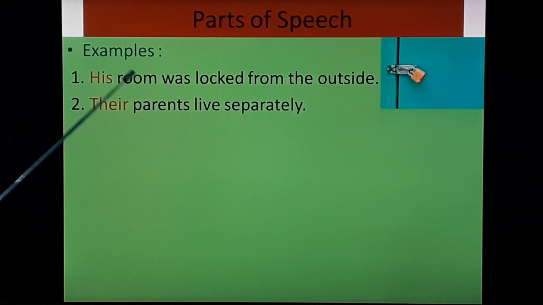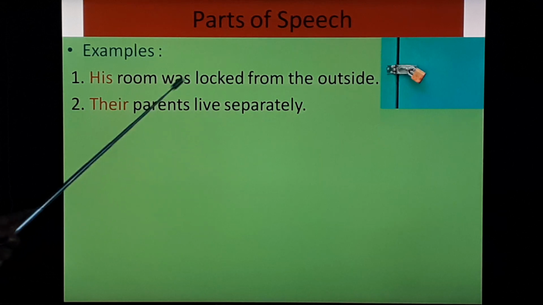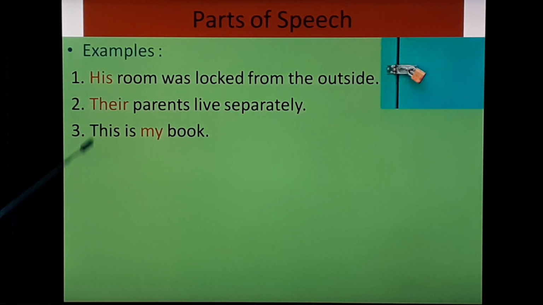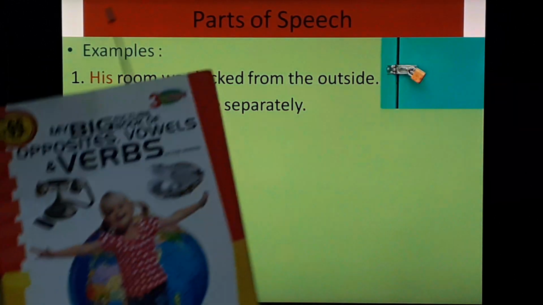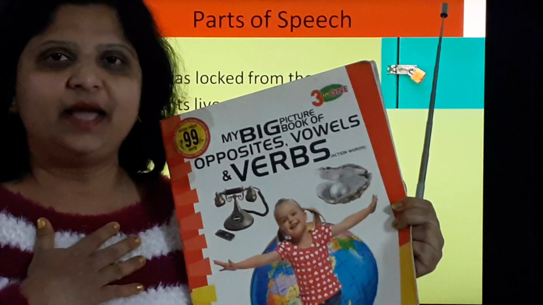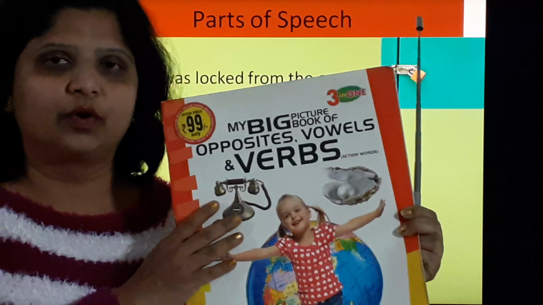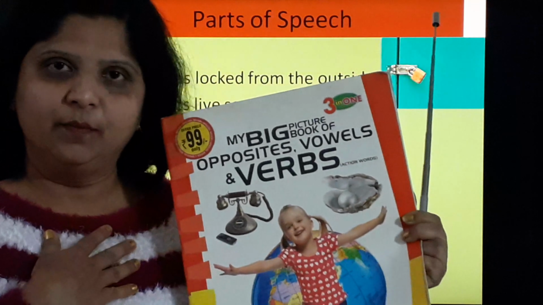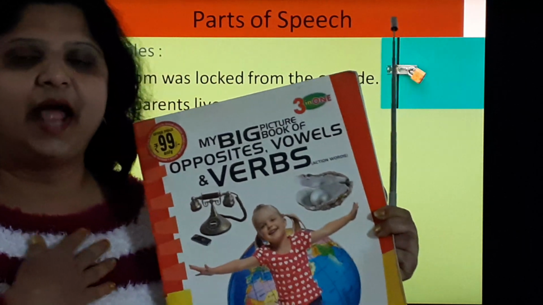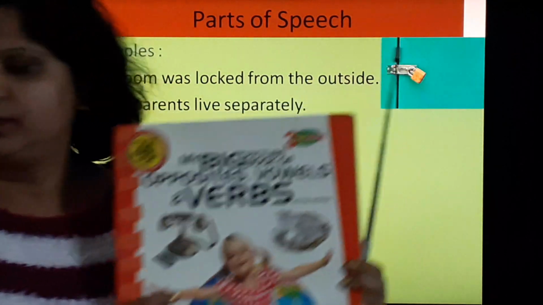Second, their parents live separately. Parents is the noun, and before the noun their is given, so that is a possessive adjective. Now see, this is my book. So I am the owner of this book. This book belongs to me. That is why my is a possessive adjective, and book is the noun.